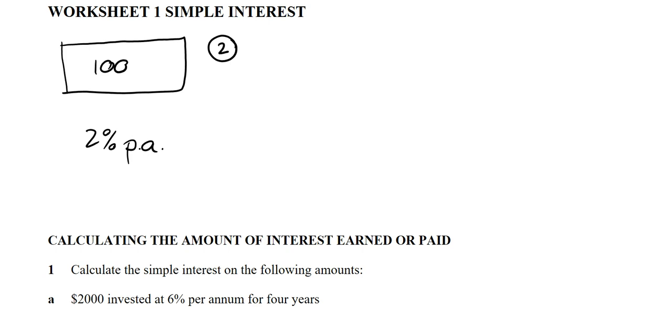That means per annum, which is PA, every year you're going to give me another $2 for every $100 that you borrowed. So if you borrow $100, at the end of the first year you give me $2. And at the end of the second year, you give me another $2. And in the third year, you give me another $2.